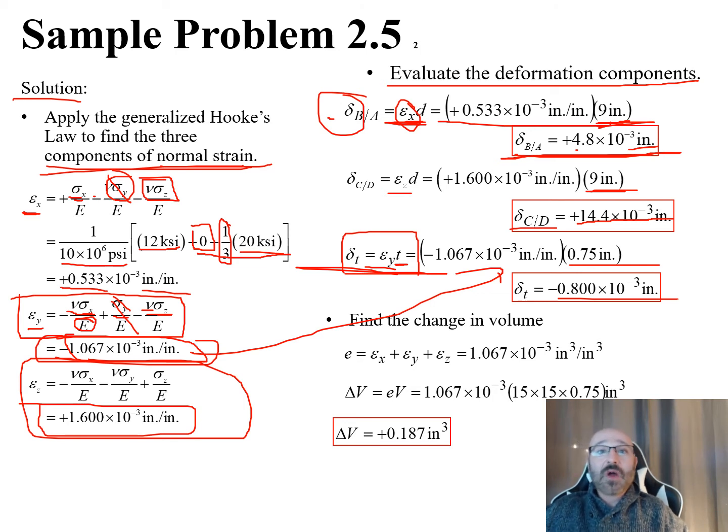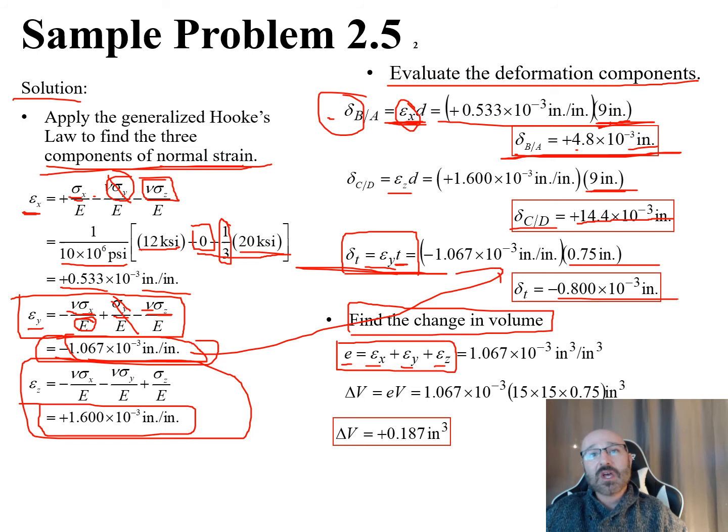So now we want to find that change in volume, which was part D that they asked us to solve for. For that change in volume, we can now utilize this equation that we saw earlier: the change in unit volume, e, is equal to epsilon x plus epsilon y plus epsilon z. We do that, and we find that this is equal to 1.067 times 10 to the negative third.